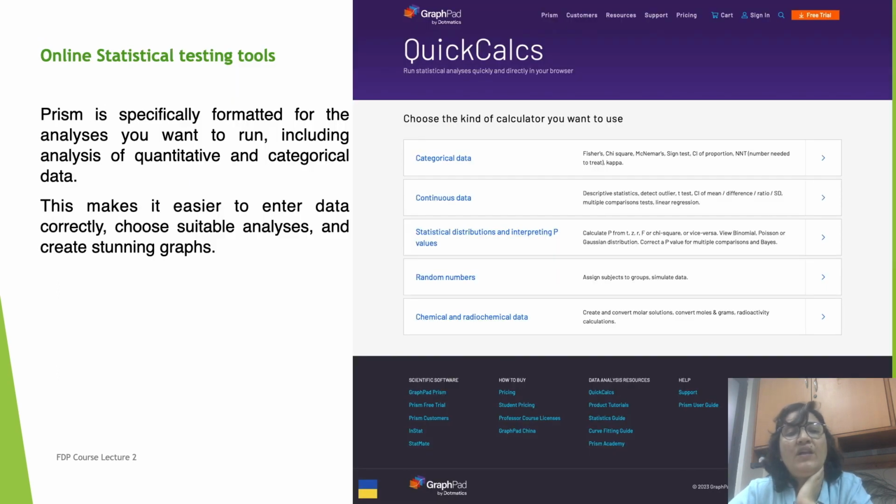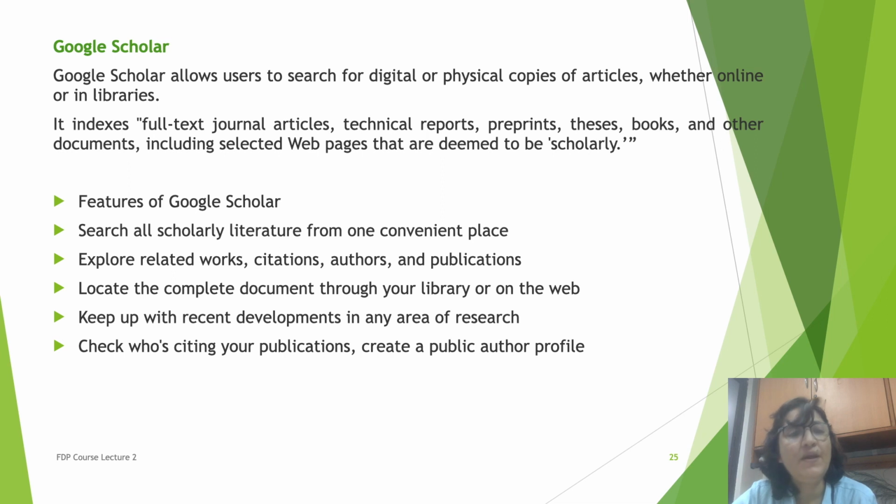Okay, now online statistical testing tools, the most important one is GraphPad, which we use, right? So GraphPad Prism is specifically formatted for the analysis you want to run, including analysis of quantitative and categorical data. This makes it easier to enter data correctly, choose suitable analysis, and create stunning graphs. So you can use statistical tools such as GraphPad, and it is very easy and the graphs look awesome in this.